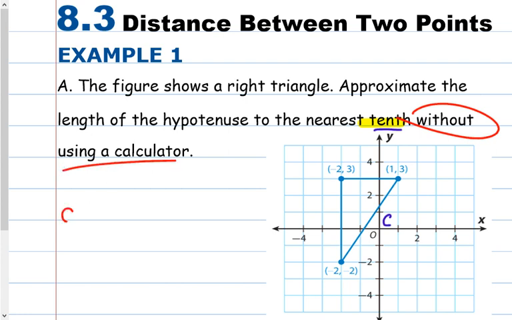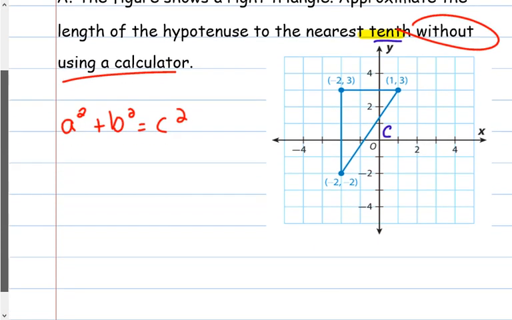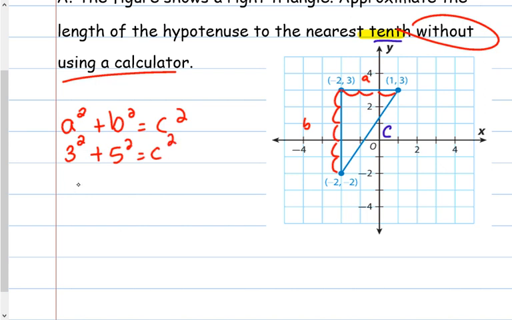But we are going to use Pythagorean theorem. So a squared plus b squared equals c squared. And we have a, b, and we've already labeled c. Now we just need to find the lengths of those legs. So we have 1, 2, 3 units there. So a is 3 squared plus b is 1, 2, 3, 4, 5 units. So that is 5 squared equals c squared. So 3 squared is 9 plus 5 squared is 25 equals c squared.